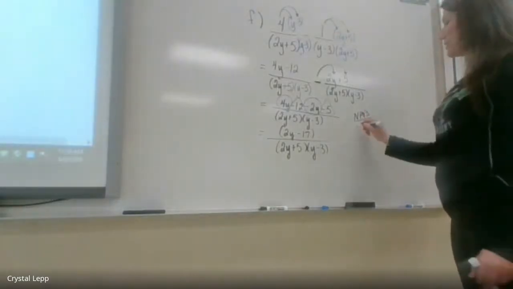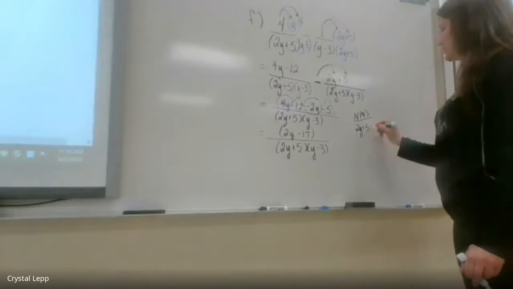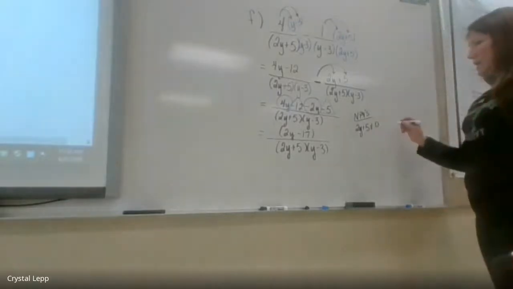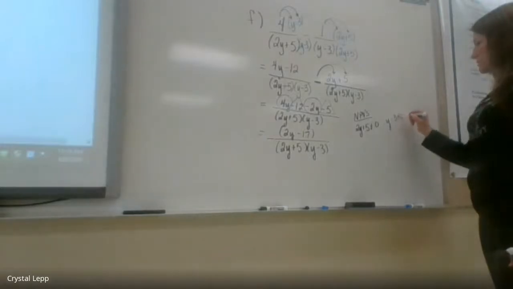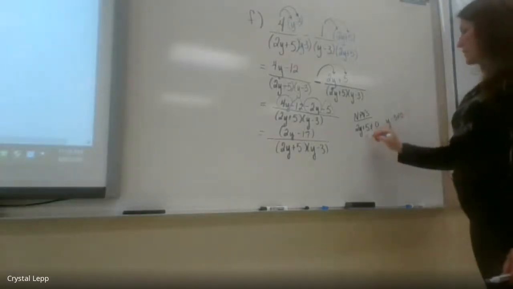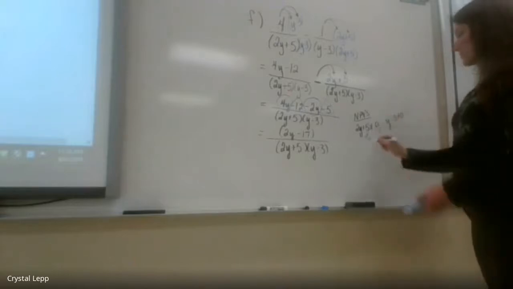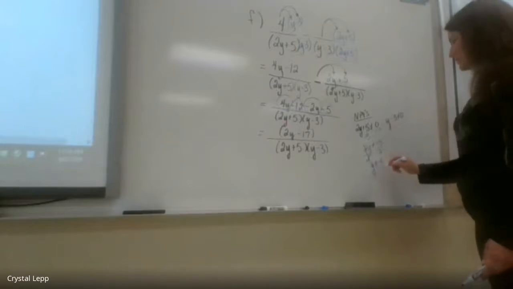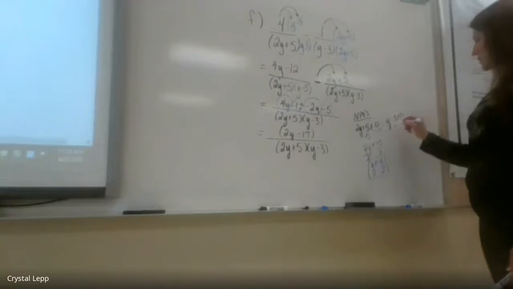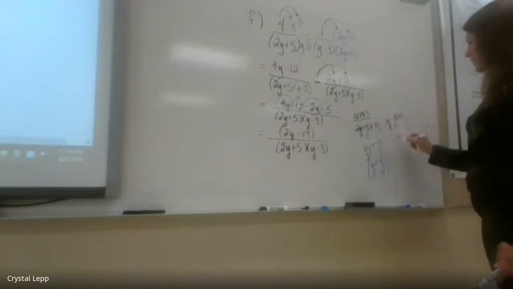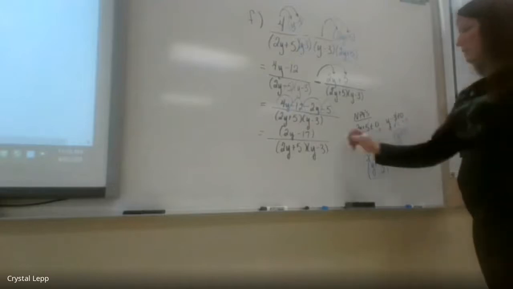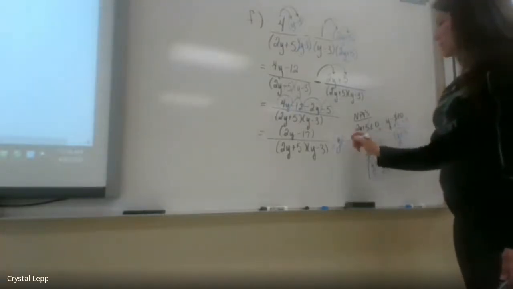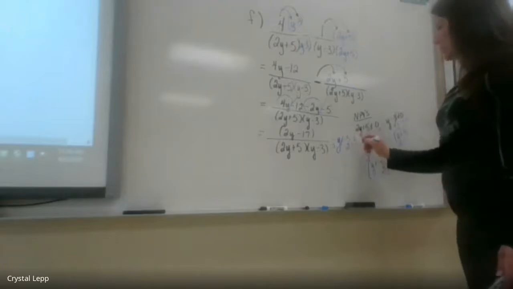My NPVs are going to be 2y plus 5 cannot equal 0, and then y minus 3 cannot equal 0. 2y plus 5, I'm going to subtract 5 from both sides. So I get 2y cannot equal negative 5. Divide by 2. Y cannot equal negative 5 halves. And then here I'm going to add 3. Y cannot equal 3. And I follow behind with my semicolon. Y cannot equal negative 5 halves, comma 3, box it.